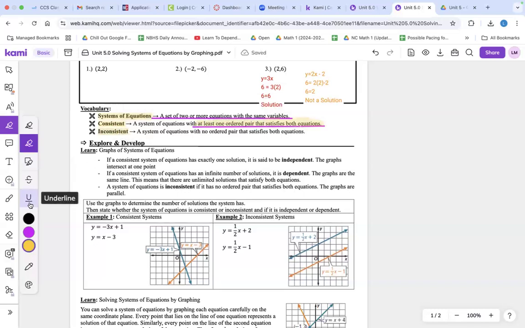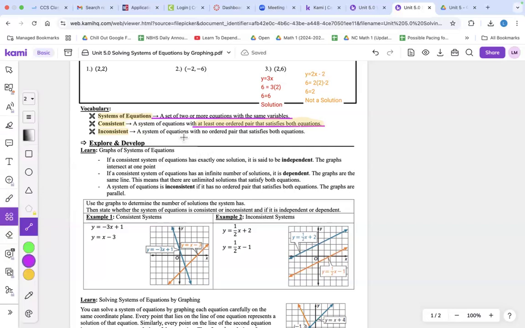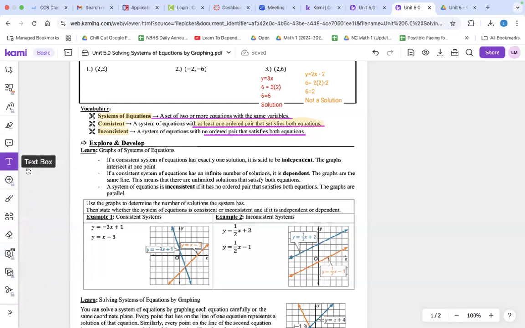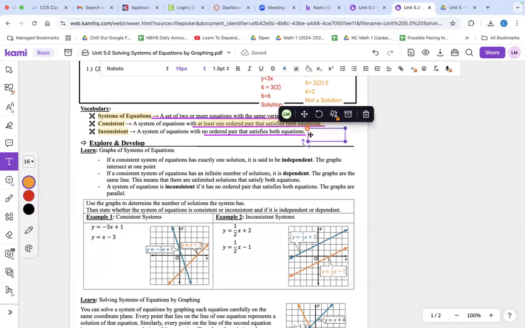Inconsistent. It is a system. You've underlined it. It is a system of equations. No ordered pair satisfies both equations. I need you to put in parentheses over on the side, I need you to write no solution. Inconsistent is no solution.